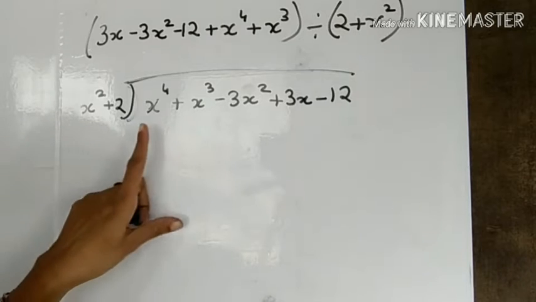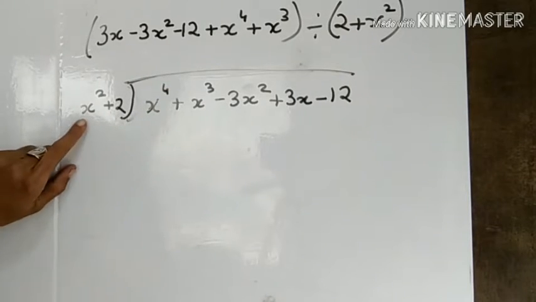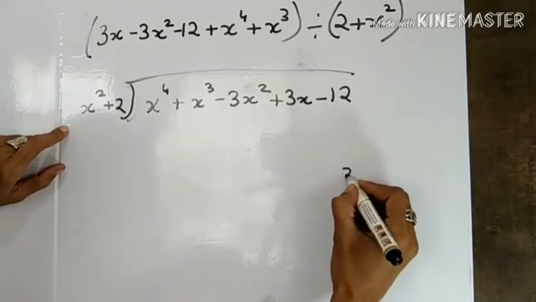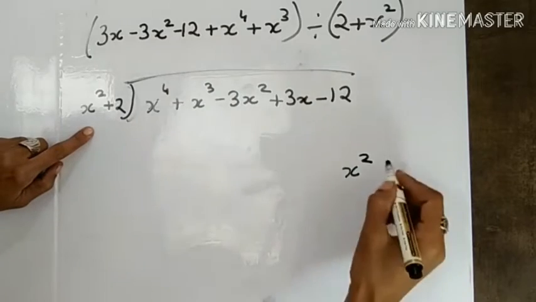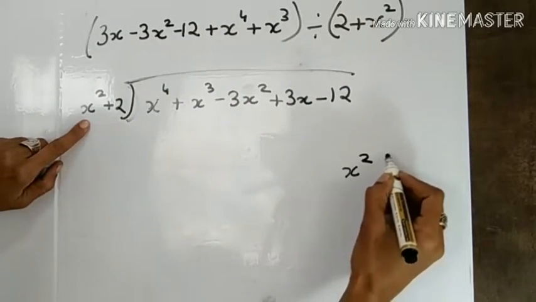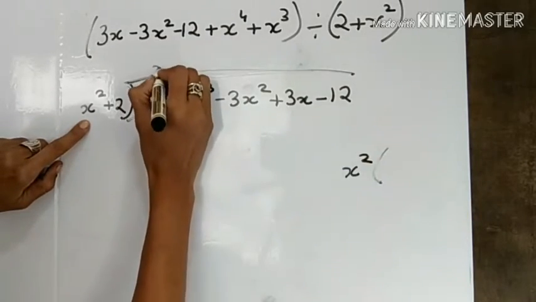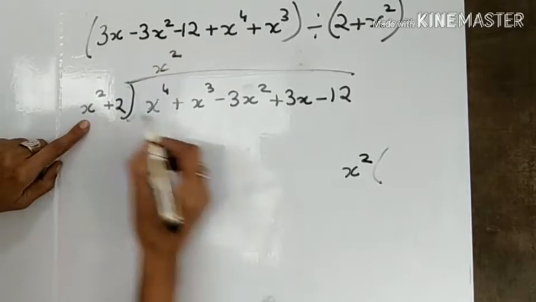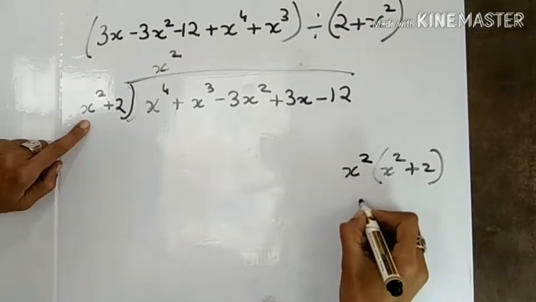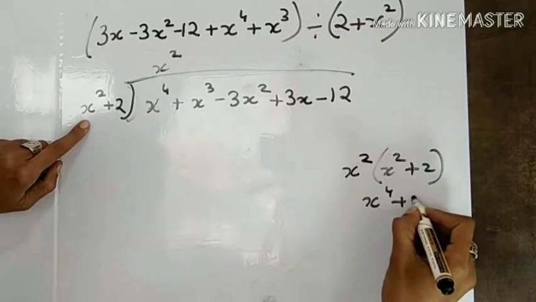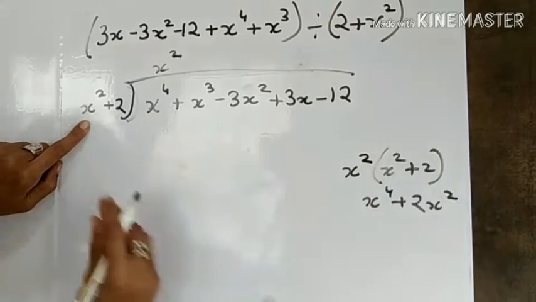To start with the division, the first term is x raised to 4 and here the first term in the divisor is x square. So I have x squared and I need x raised to 4. So I'm going to multiply with again x squared. And this x squared, I would be multiplying with this entire term. So you have x squared plus 2. That gives us x raised to 4 plus 2x squared.